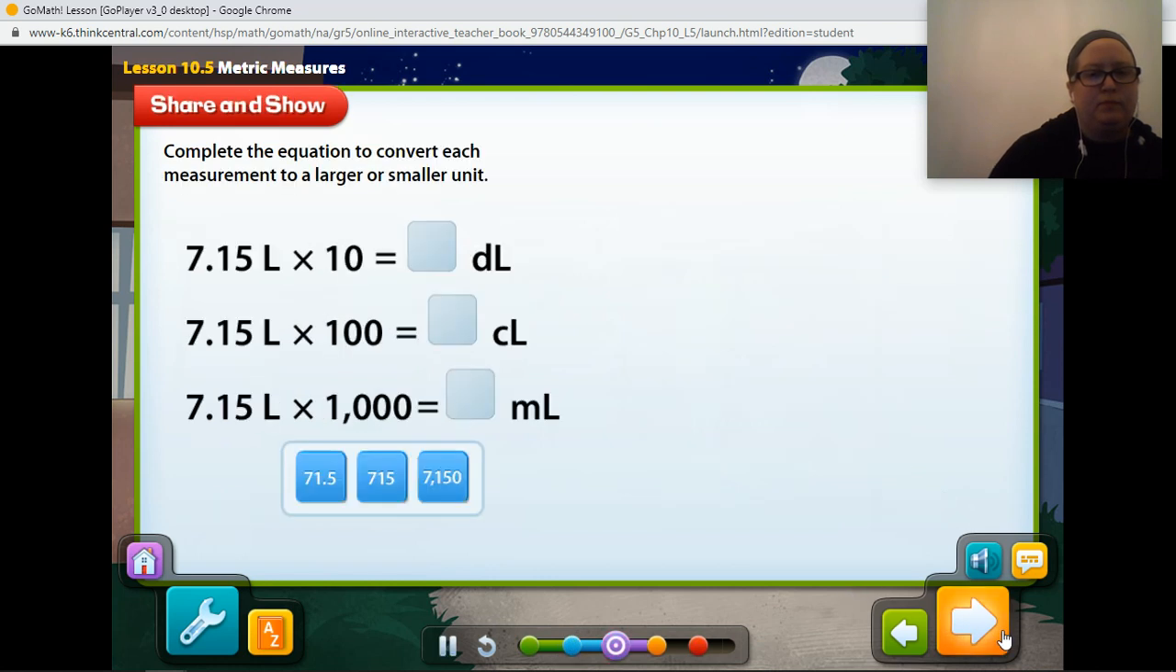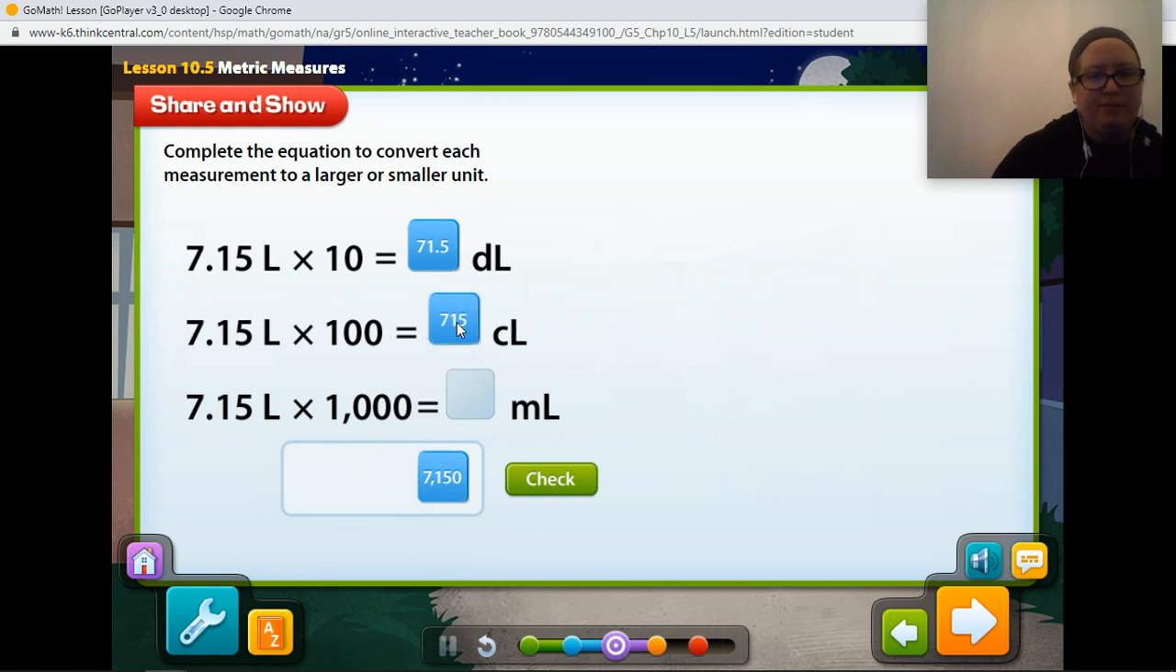Complete the equation to convert each measurement to a larger or smaller unit. In each equation, 7 15/100 liters is being converted to smaller units. Complete each equation. So we are multiplying by 10, which means we're moving our decimal point over once. So that gives us 71 5/10. Here we're multiplying by 100, so it means we're moving it over twice, which gives us 715.